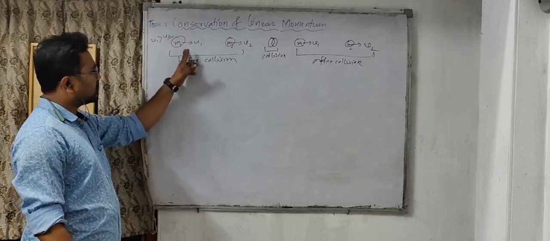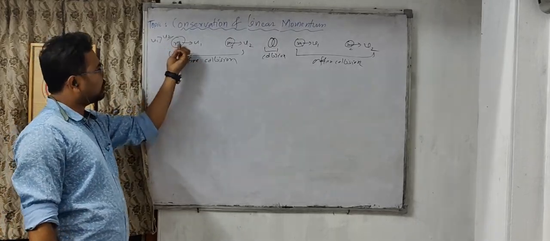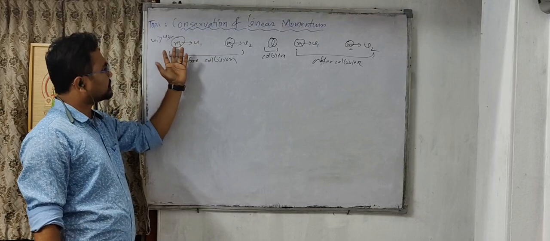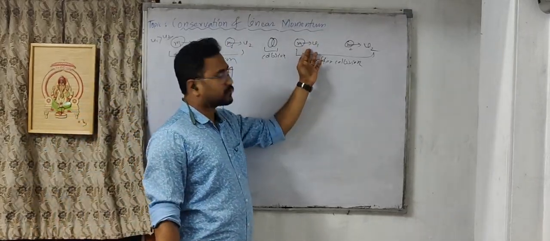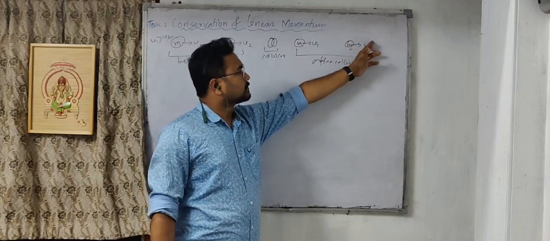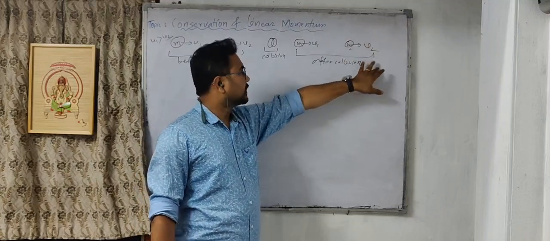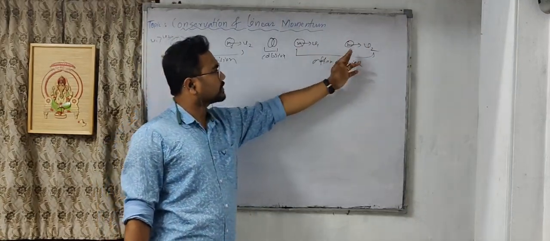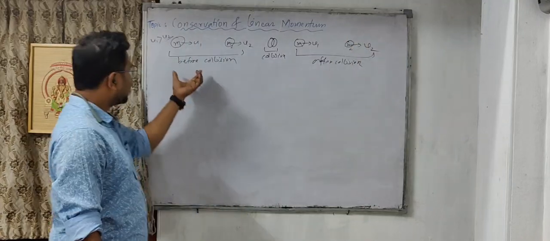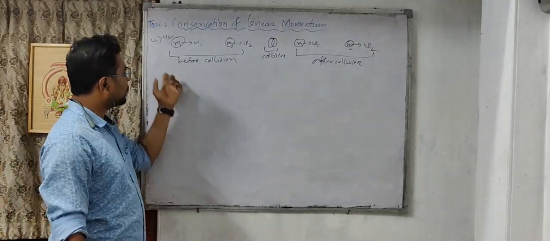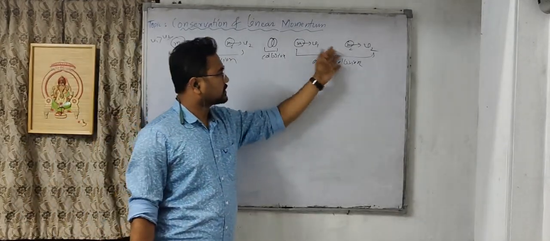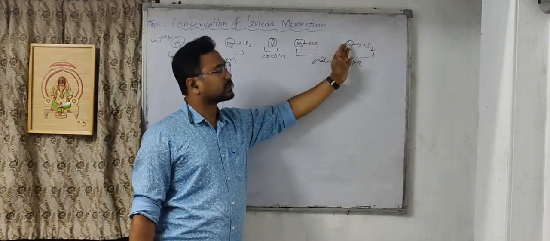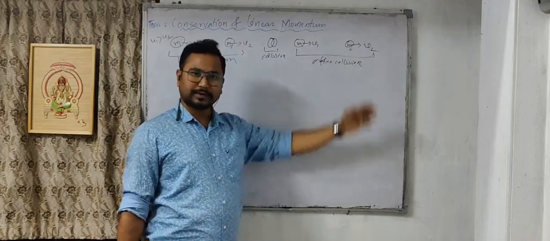Before collision, what is their momentum? The object m1 is moving with velocity u1, so its momentum is m1 u1. Here m2's momentum is m2 u2. After collision, m1's velocity becomes v1 and m2's velocity becomes v2, so the momenta are m1 v1 and m2 v2. The total momentum before collision is m1 u1 plus m2 u2. The total momentum after collision is m1 v1 plus m2 v2.